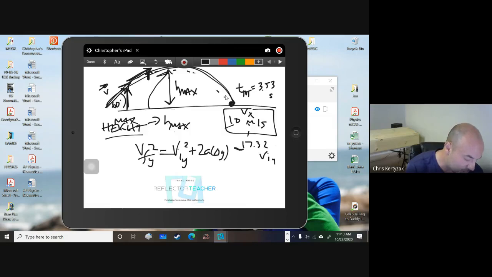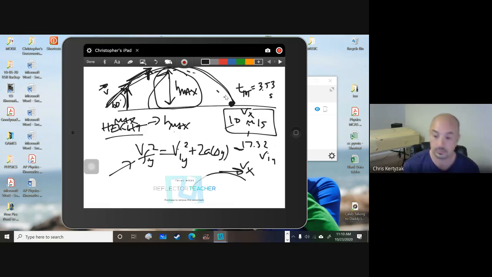I'm writing y component though. This is all written for the y-axis. Why? Because they asked me to solve for the maximum height, and that's a vertical thing. So that means the formula has to be all vertical stuff. What is the y component velocity at the top? None. We already talked about it. It's 0. There is no y component velocity at the top.